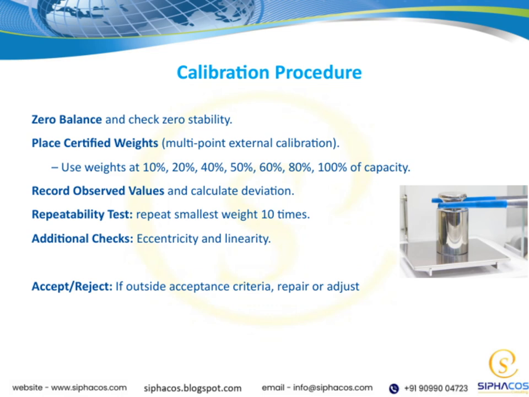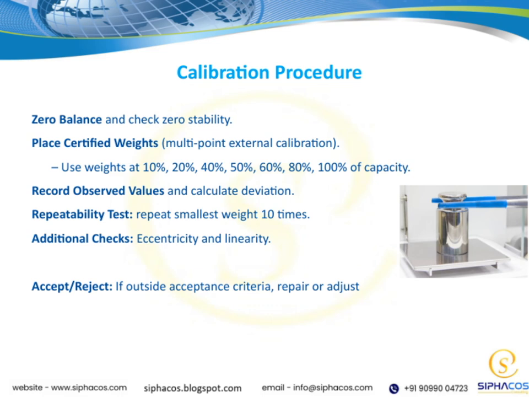As we do this, it's important to record the observed values at each point and then calculate the deviation from the expected values. After that, we perform a repeatability test by repeatedly weighing the smallest weight, say, a 10% capacity weight, 10 times. This helps us assess consistency and precision. We also perform additional checks, like eccentricity, to verify that the load is centered properly, and linearity to ensure the scale responds proportionally across its range.